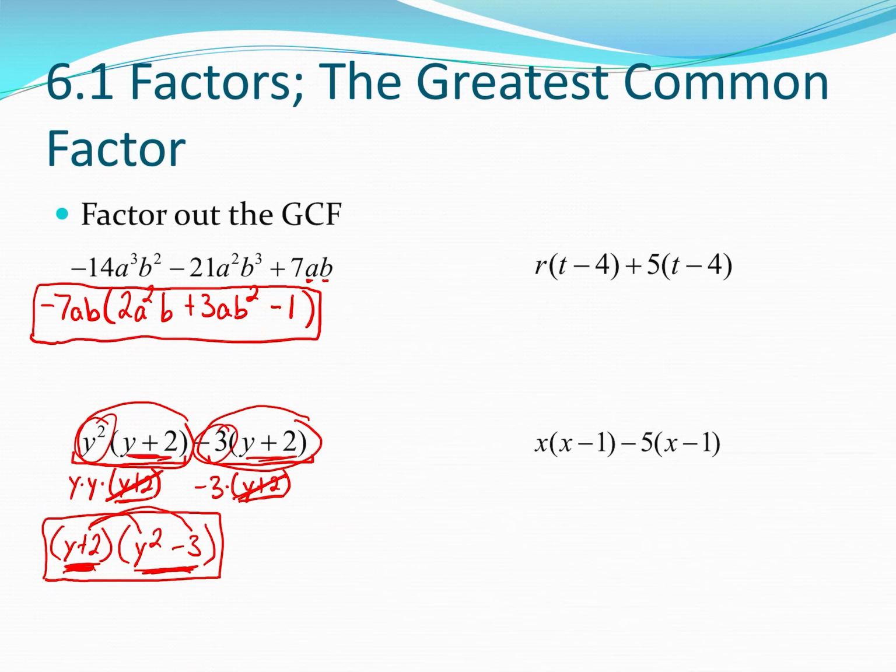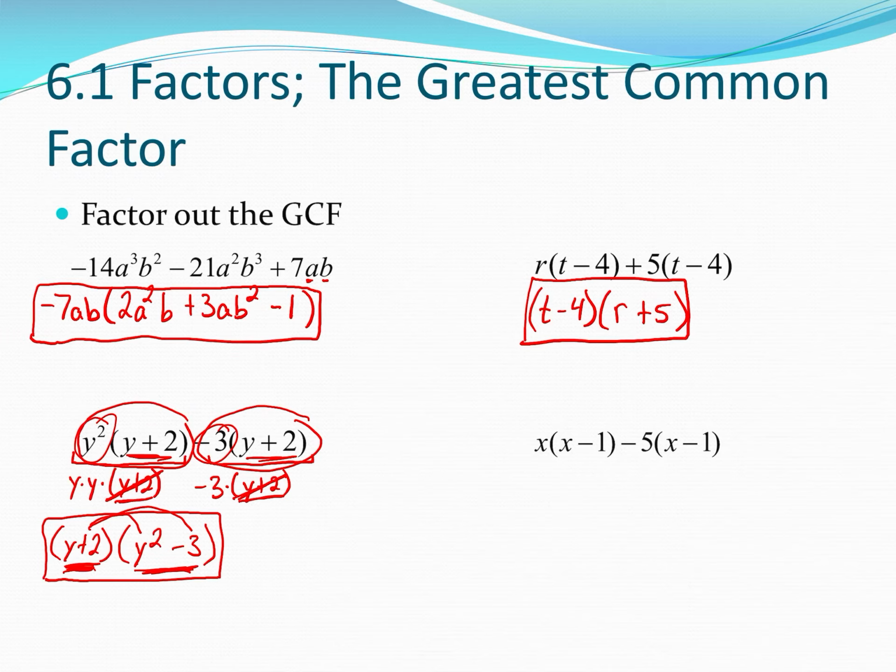So if you look at the next one, the common factor between those two terms, again, there's only two terms, right? r times t minus 4 is a term. 5 times t minus 4 is a term. The factor they have in common is t minus 4. And so when you divide that out of each term, what's left? Well, r plus 5. And so there's our final answer.